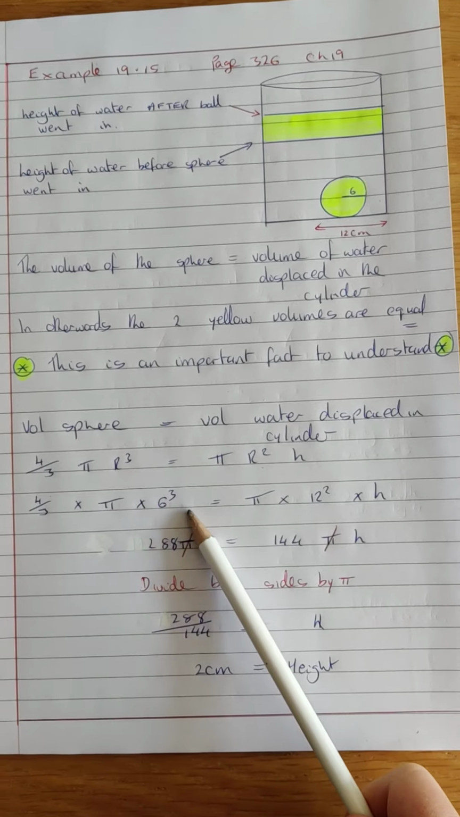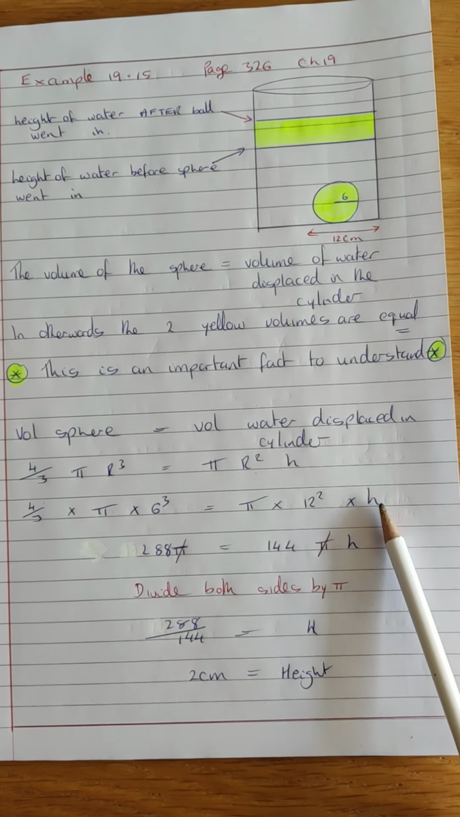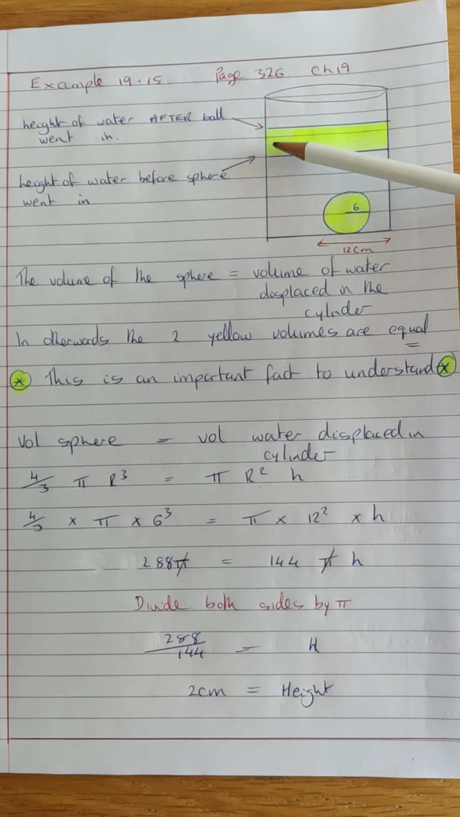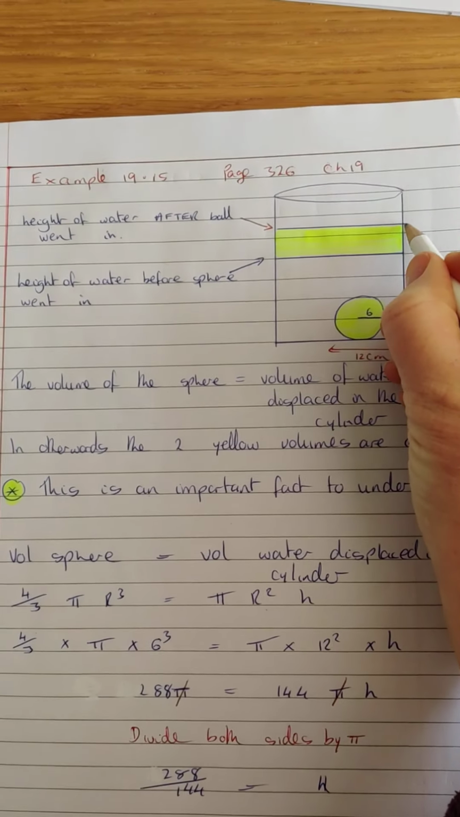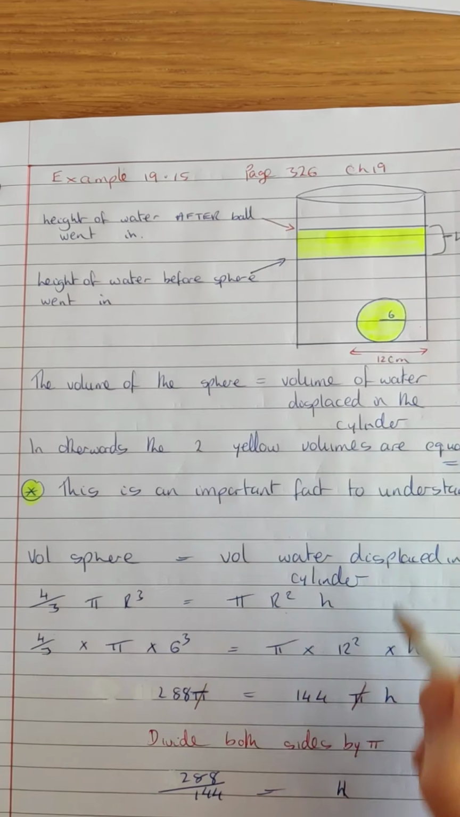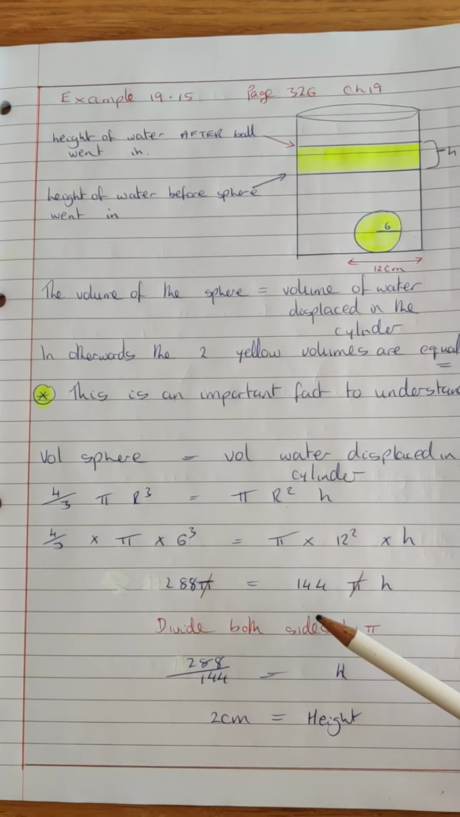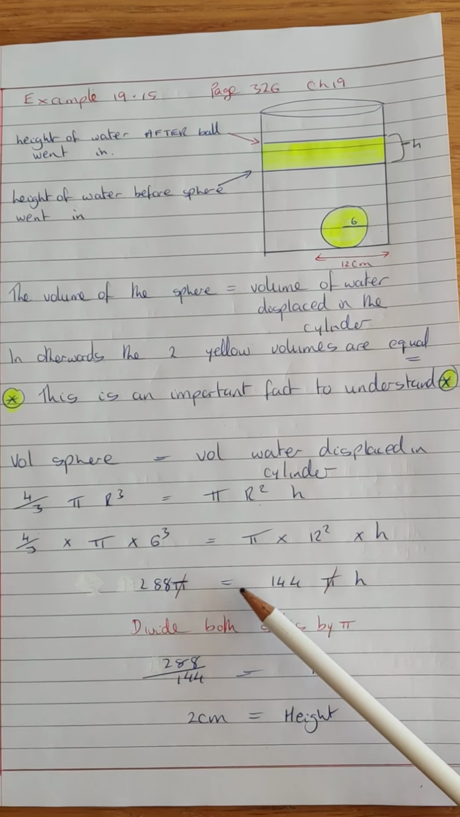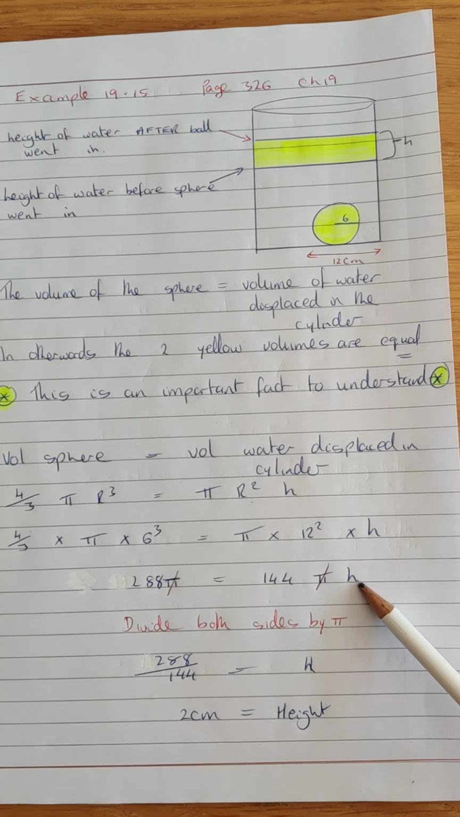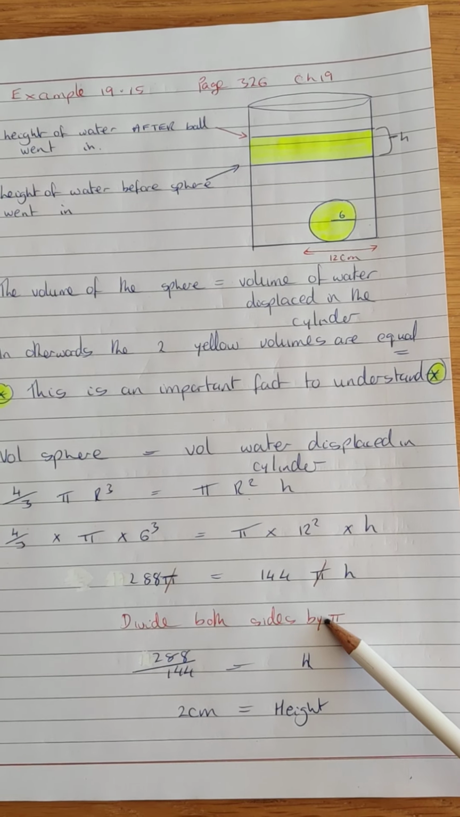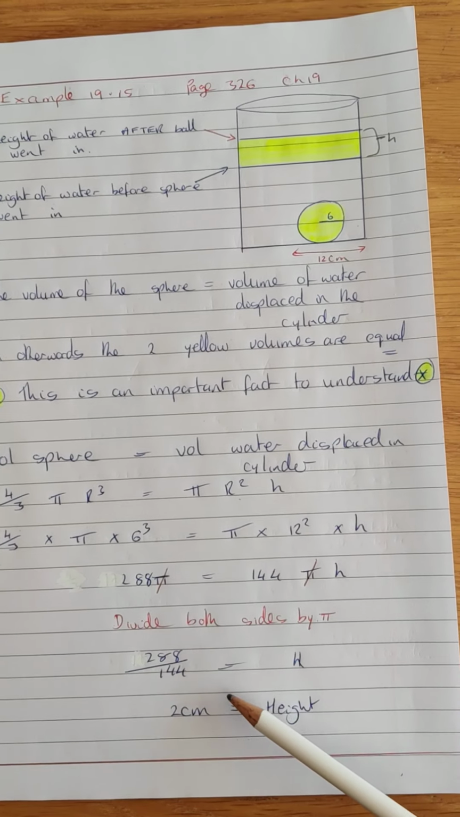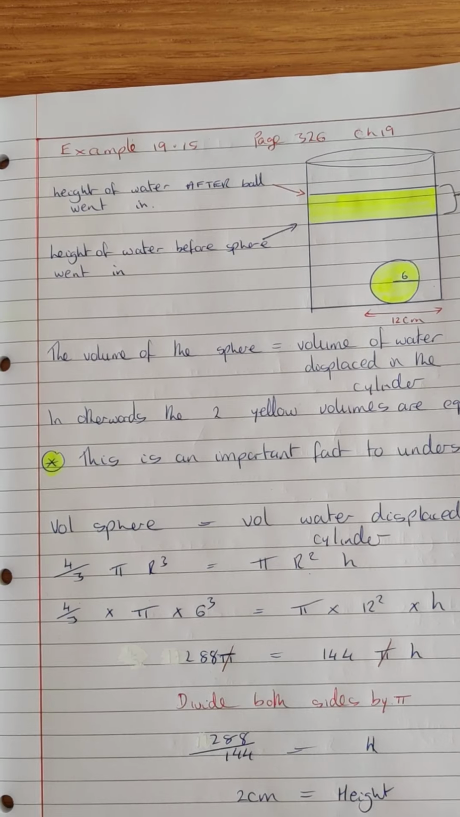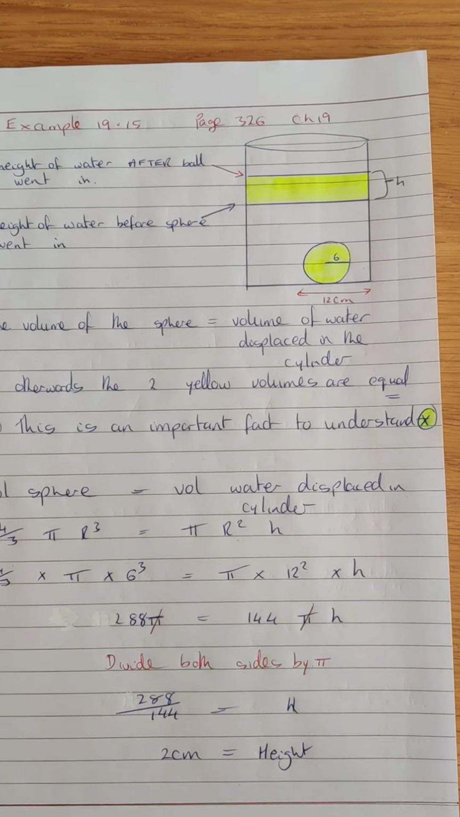So 4/3 pi r cubed and pi r squared h. The only thing I'm missing is the height. It's not the height of the whole cylinder now, it's this height here, between here and here. And working out there too, I leave pi in it again. 288 pi is equal to 144 pi h. Divide both sides by pi. Then I divide in there and I get a height of 2 centimetres. And the question was, how much did the water go up by? And it went up by 2 centimetres.